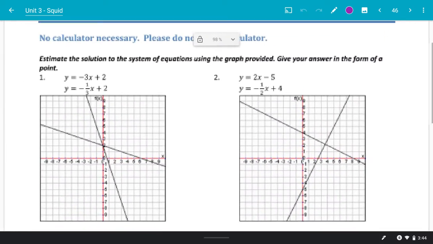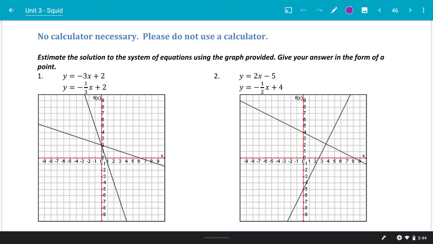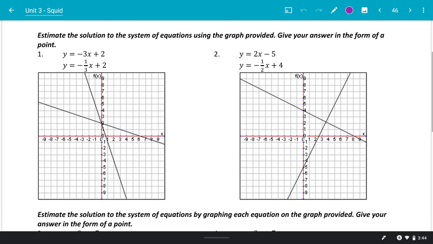Now it says no calculator is necessary. Please do not use a calculator. And that's only on these first couple questions. After that, we're going to allow you to use a calculator. Okay, so 1 and 2 is very, very simple.